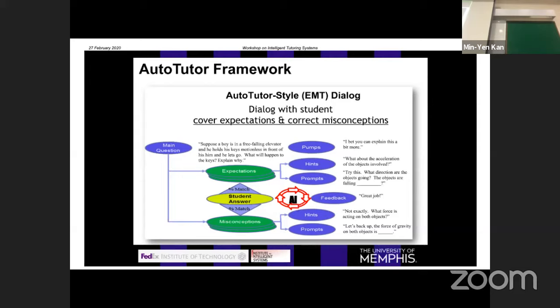So it starts with a question. I guess this is a kind of physics topic, right? And you pose this question task to the student and wait for the student to respond in some natural language. So then you match it. Is it one of the expectations that you have planned for, or one of the misconceptions?